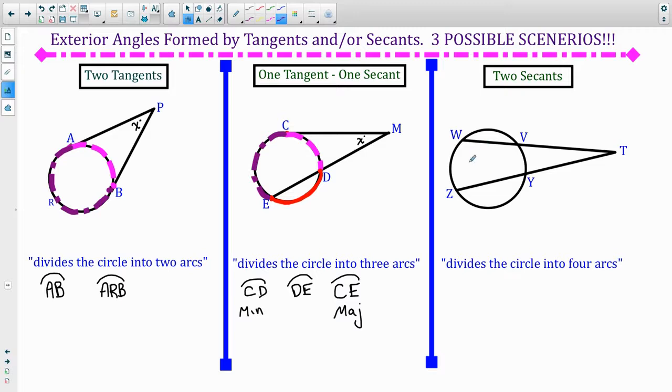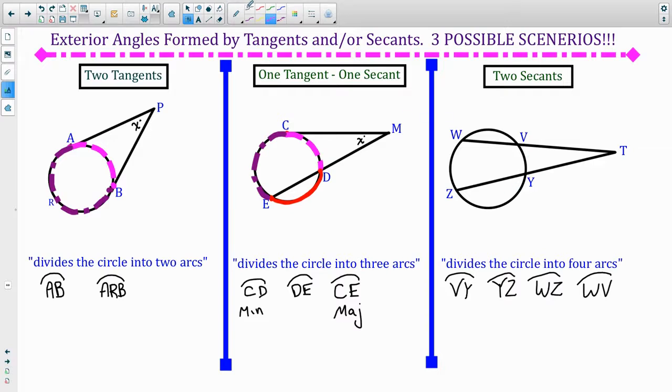Here's where we have 1, 2, 3, 4 points of intersection leading to a circle that's divided into four arcs, right? If I'm writing down all the different arcs here, we have arc VY, we have arc YZ, we have arc WZ, and we have arc WV.